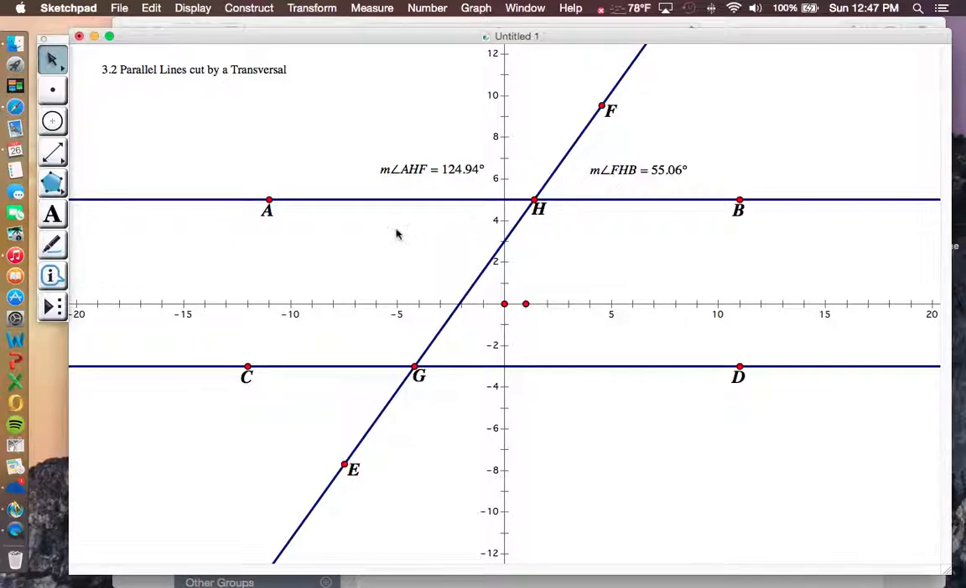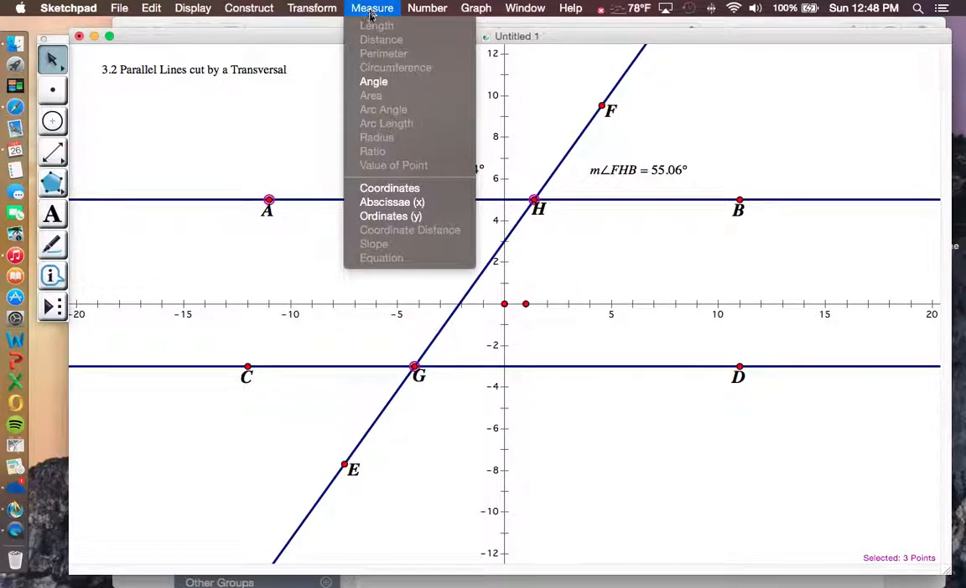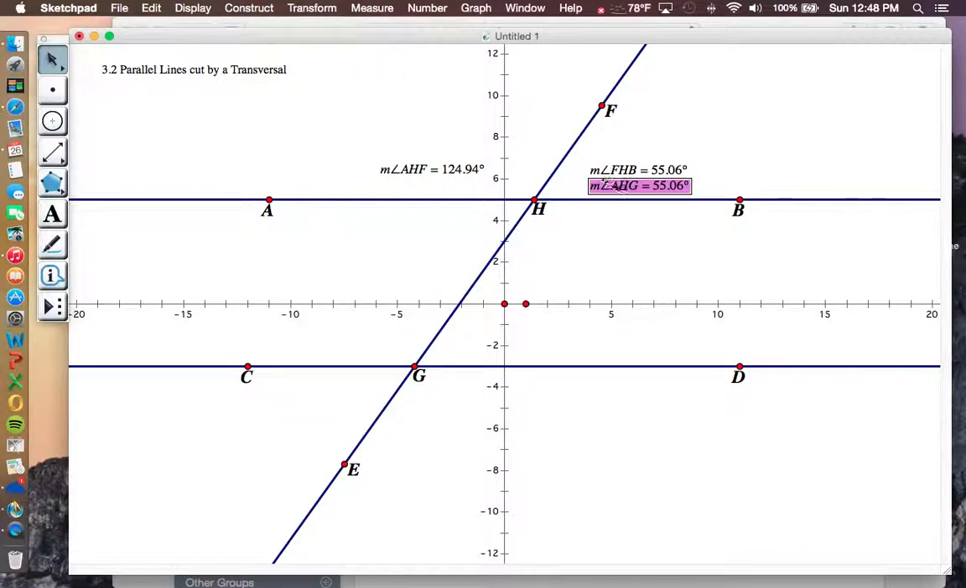All right. Now I'm going to do the same thing down here, angle AHG, and I'm going to measure that, and we should get something interesting. Oh, look, I get that this angle is 55.06, the same as this angle. Okay, and the reason why those angles have the same measure is because they're vertical angles. And if they're vertical angles, then they're congruent.